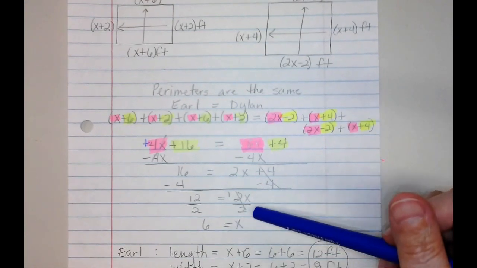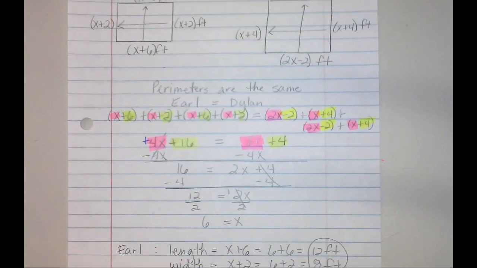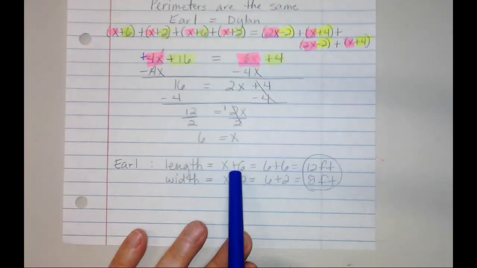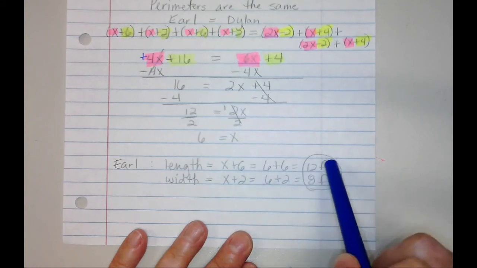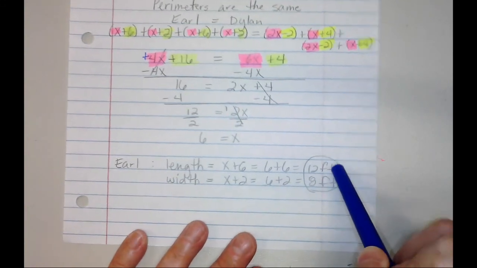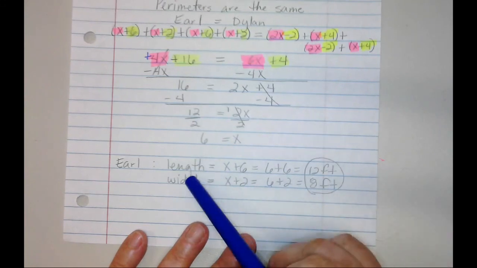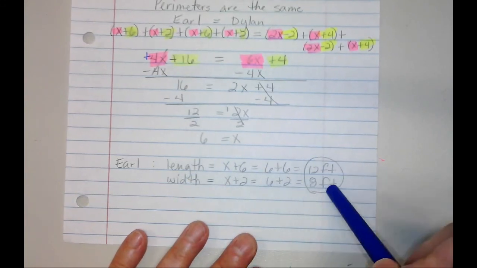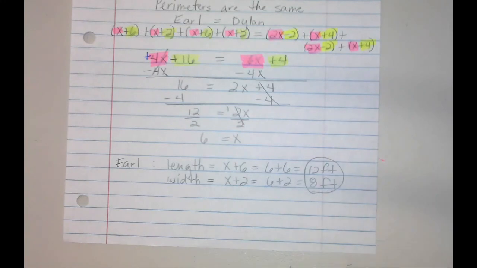The question says, what is the length and width of Earl's garden? So we have to plug it in. So his length is x plus 6, so 6 plus 6 is 12, and in this case feet, because that's the units they gave us in the problem. The width was x plus 2, so 6 plus 2 is 8 feet. So his length was 12 feet, and his width is 8 feet.